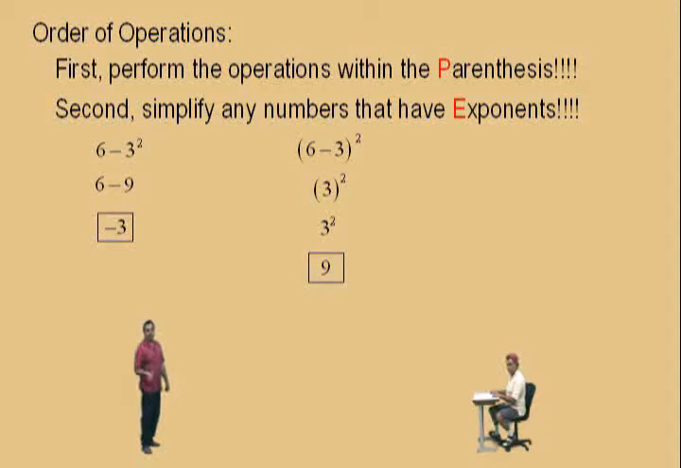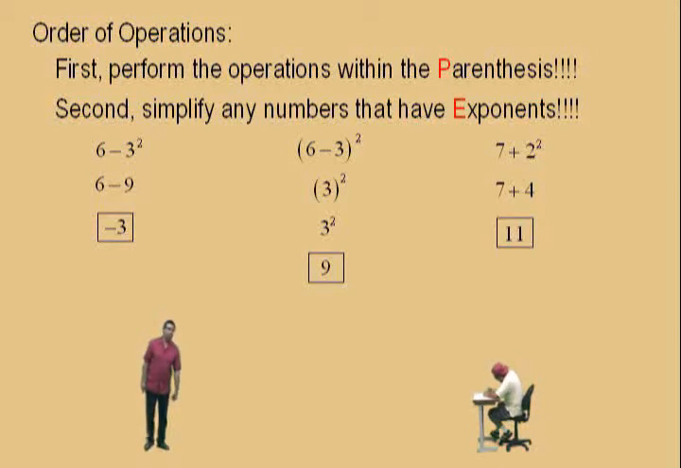Go back and review that exponent video if you're having problems. 7 plus 2 squared. Here's another problem. Exponents first. Charlie, what's 2 squared? 4. That's 4. That's right. 7 plus 4 is 11. There we go. There's our answer.